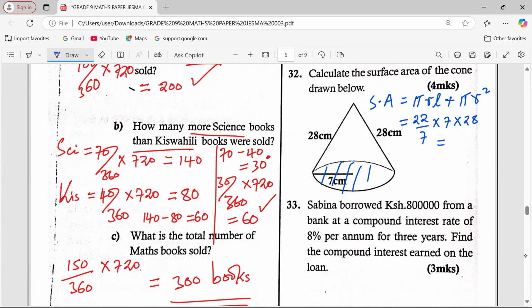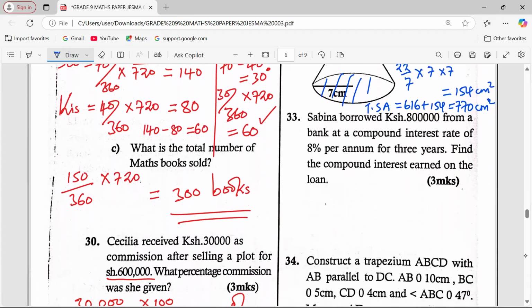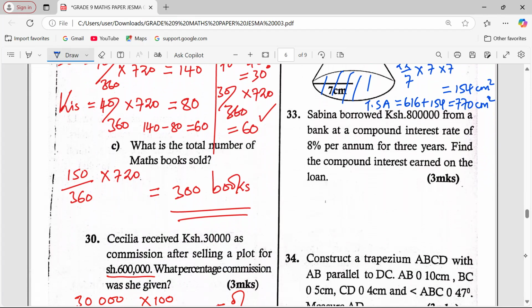So this is first going to give us 616 square centimeters. Then we talk about the other one, 22 over 7 by 7 by 7, giving us 154 square centimeters. Then total surface area now will be 616. Then we add 154. Then this is going to give us 770 square centimeters.